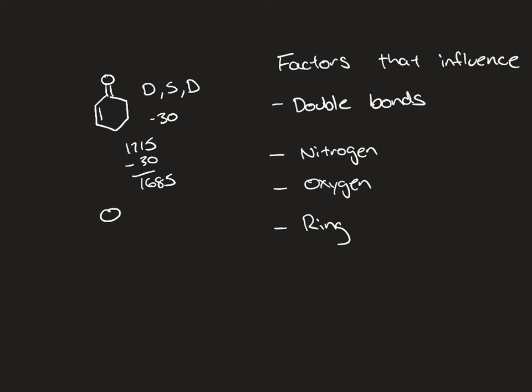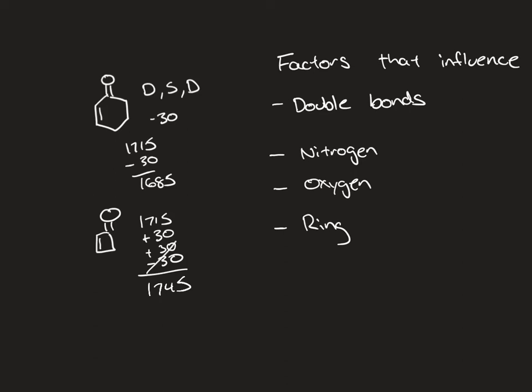If it was a 4-membered ring, you would have 1 and 2 right here. So this would be initially 1715, and then you would have lost 2 carbons, so you'd add 30 plus 30 for each carbon lost, and then subtract 30 because of the conjugation of the double single double bond. So these two will cancel out, leaving you at 1745.